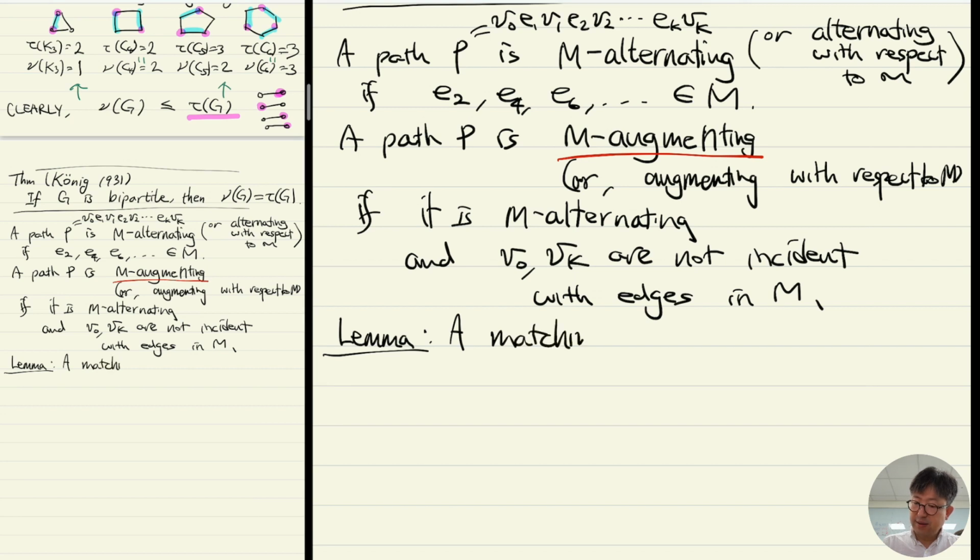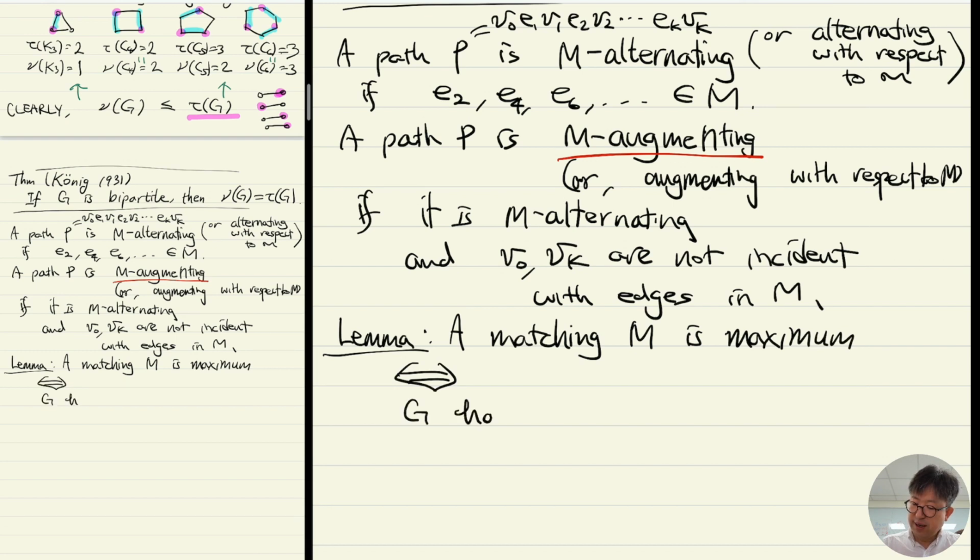A matching M is maximum if and only if graph G has no M augmenting path.